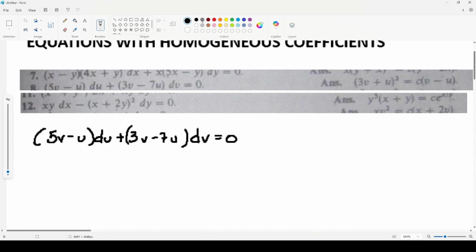Now, if we look at this one, 5v is first degree, u is first degree, v is first degree, u is first degree. So they are all first degree.